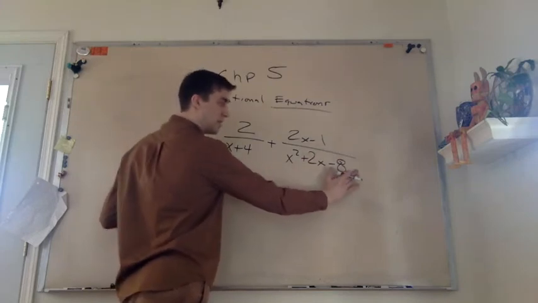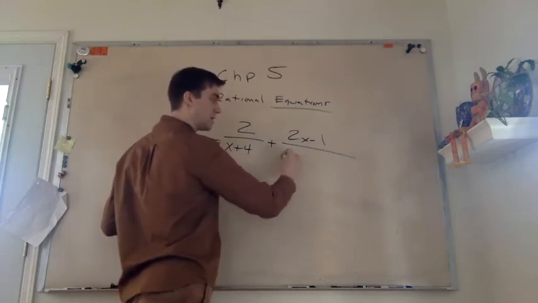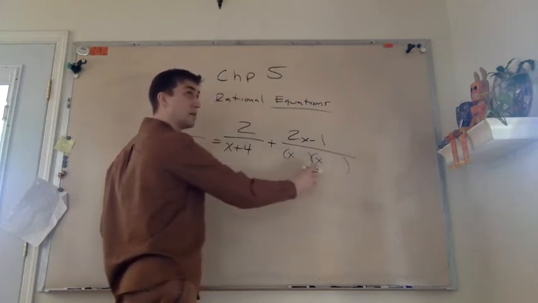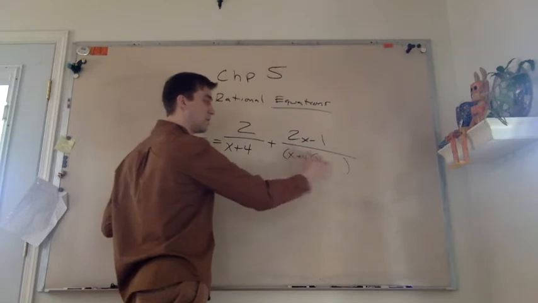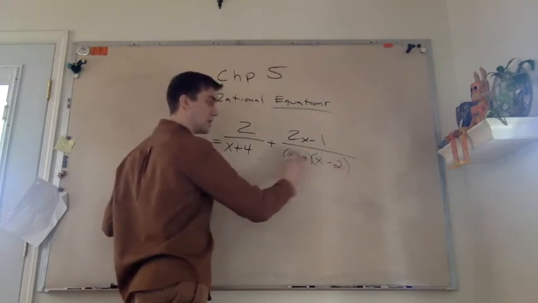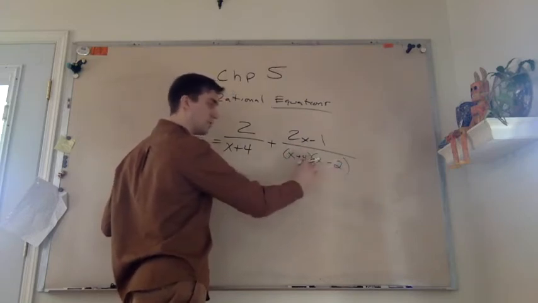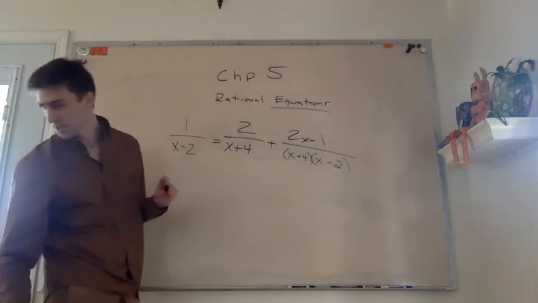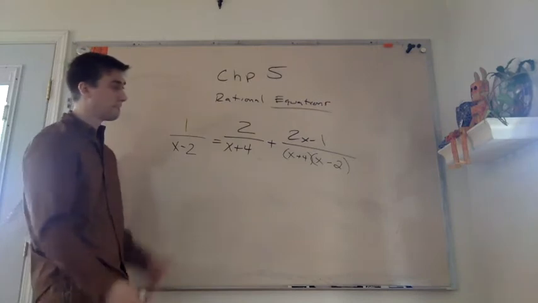So I'm going to do that in place. x squared plus 2x minus 8 is x and x. Minus 8 should be plus 4 minus 2. So minus 2 plus 4 would be plus 2. And that would be minus 8. Was it plus 2? Yep. Great.